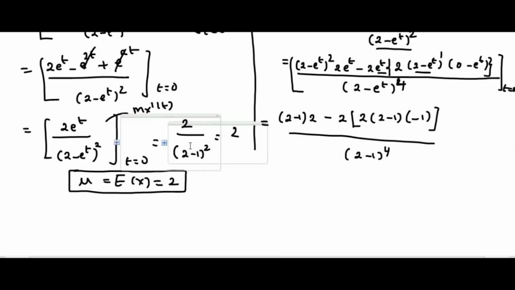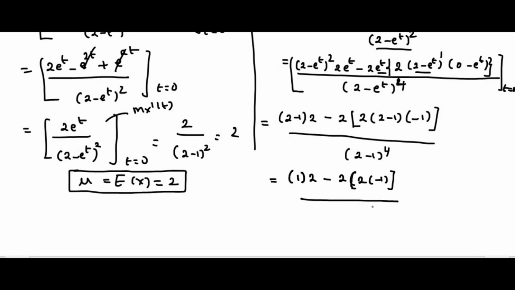Now we see this, we get the answer. Next step: 1 into 2, minus 2 into 1, 1 into minus, we get minus 1. 1 power 4 is 1. So that is equal here to 1 into 2, minus into minus 1, minus 2 into minus 2, plus 4, by 1, equal to 6. So the expected value of X square equals 6.